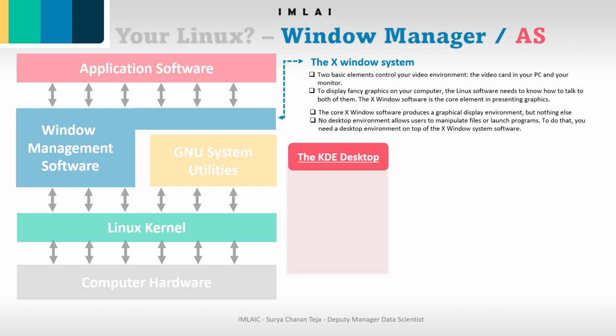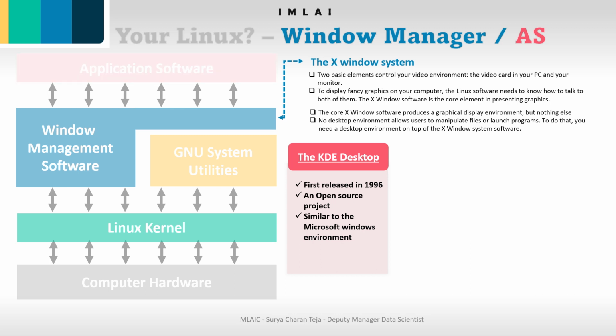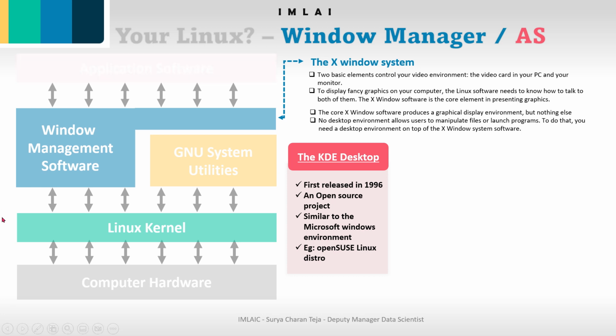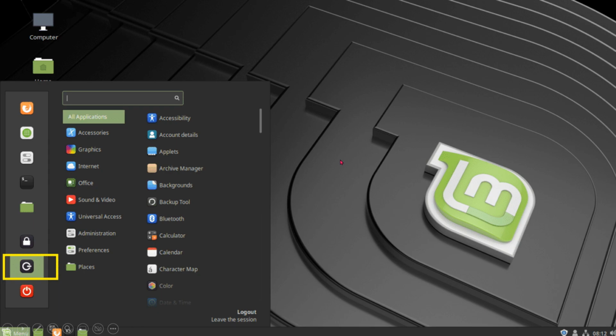There are different types of desktops available at this moment. One of them is the KDE desktop. The KDE desktop was first released in 1996 as an open source project to produce a graphical desktop similar to the Microsoft Windows environment. The KDE desktop incorporates all the features you are probably familiar with if you are a Windows user. So let's go into the KDE desktop and see how this looks.